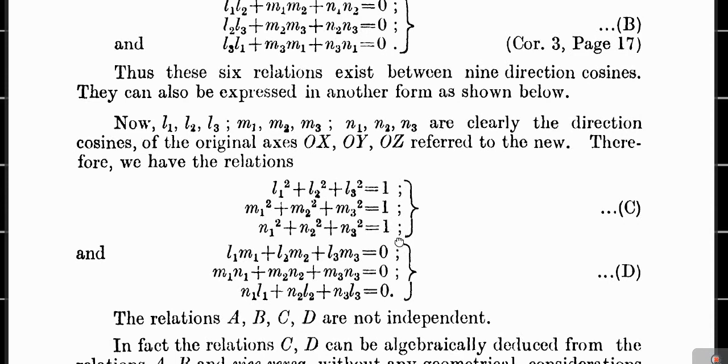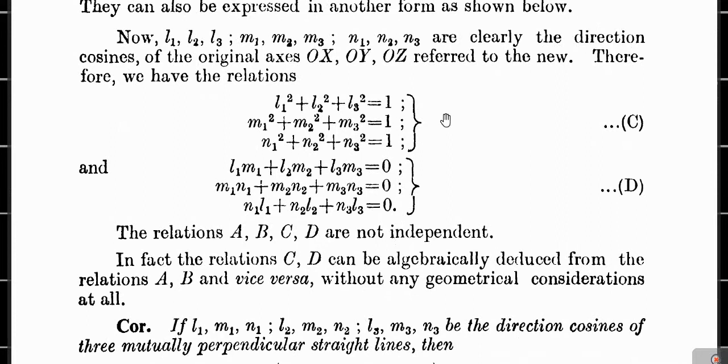Why they are not independent? Because they are related to each other. The relations C and D can be algebraically deduced from the relations A and B. And similarly, the relations in A and B can be deduced from the relations in the C and D, and they can be deduced without any geometrical consideration. So therefore, they are not independent. So likewise, we have studied relations between the direction cosines of three mutually perpendicular lines.